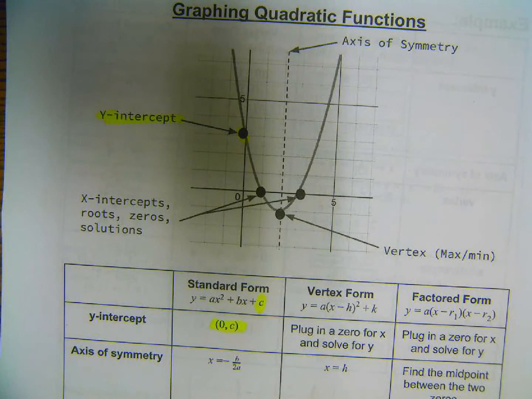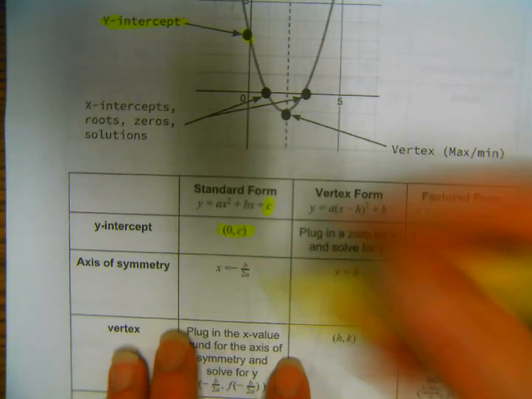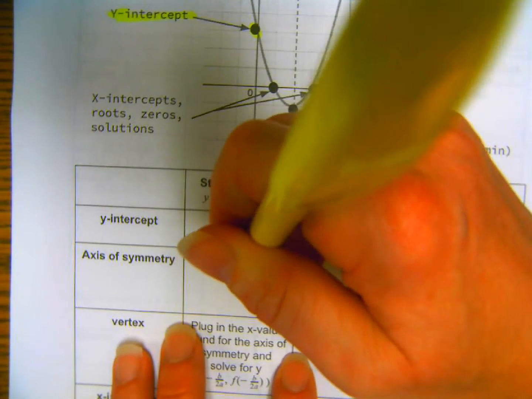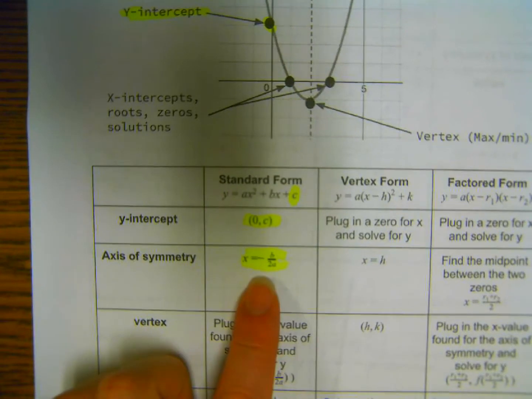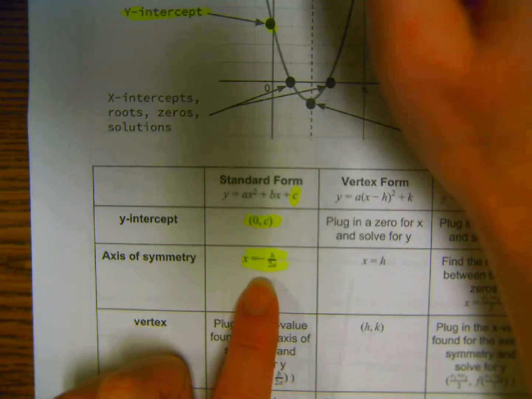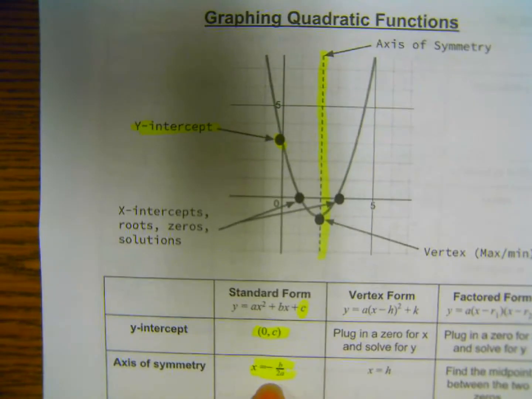Okay, what if I wanted to find the vertex? Well, then we use this formula, negative b over 2a, and we can do an example of that in a minute. And that gives us the axis of symmetry. The axis of symmetry is this vertical line. What does it do to the parabola?